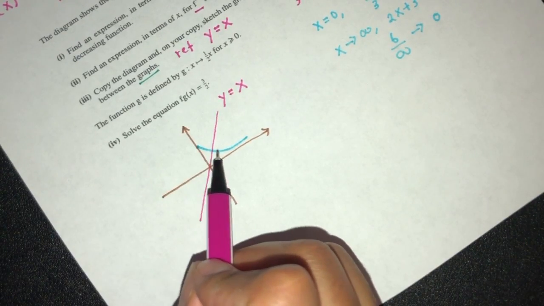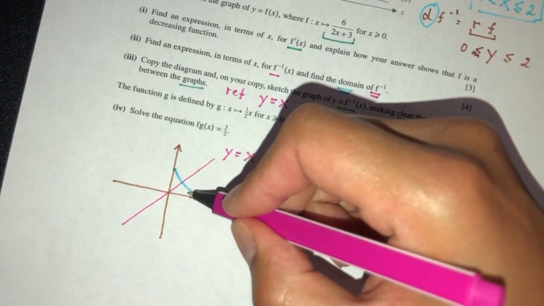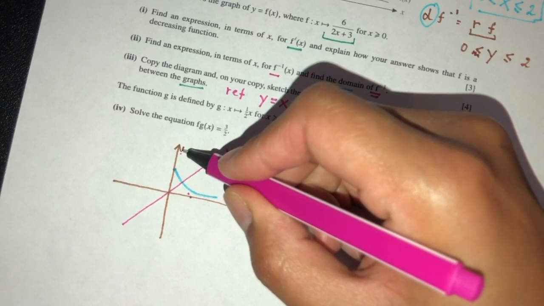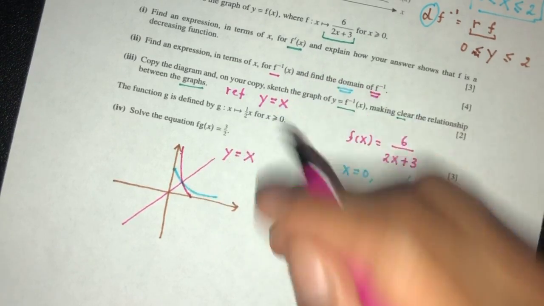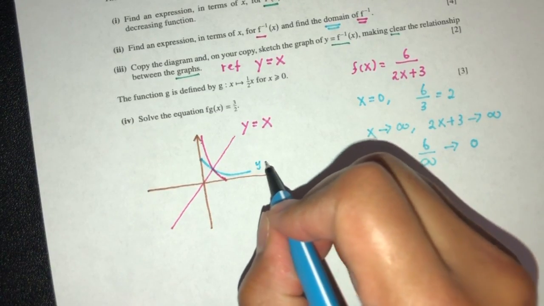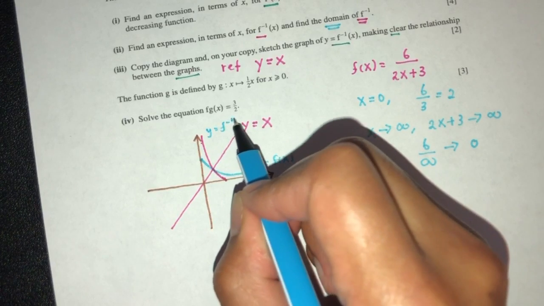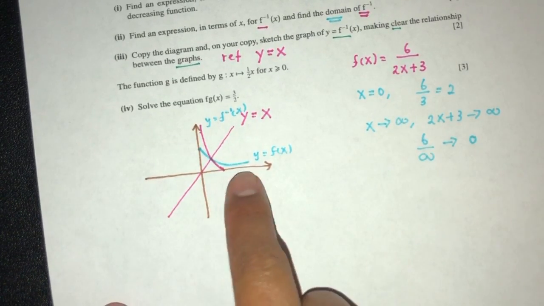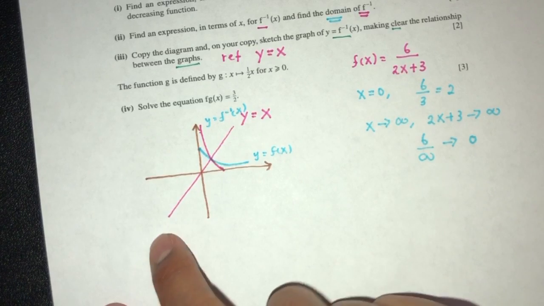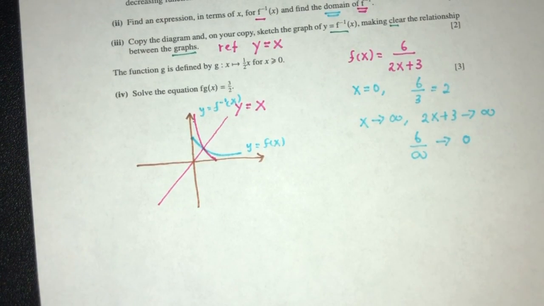So we just have to reflect that. This is the point over here, and it has to be a reflection. Label this as y equal to f of x. This is y equal to f inverse of x. So this is the graph, and this is the relationship, which is a reflection in the line y equal to x. It is always going to be that case.